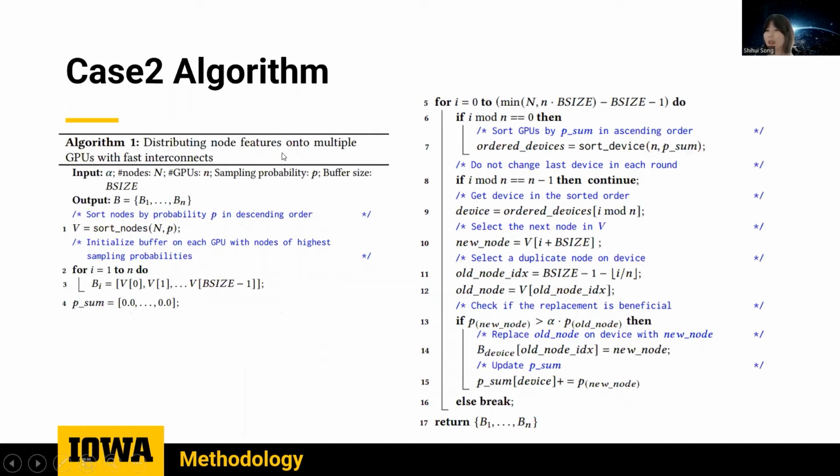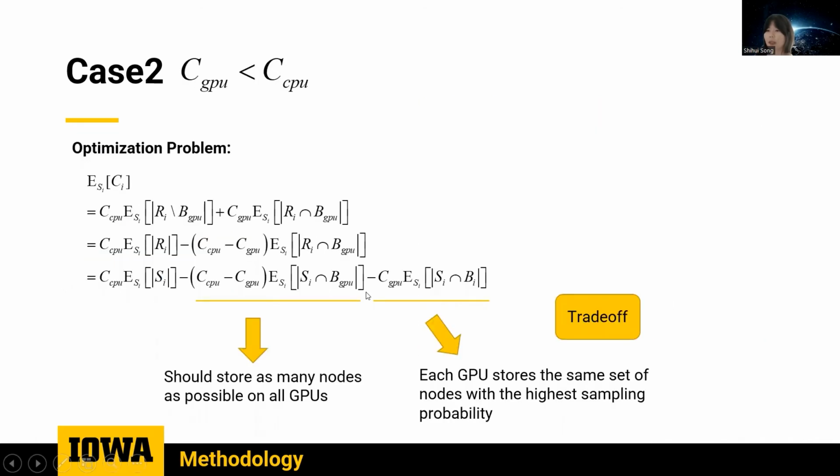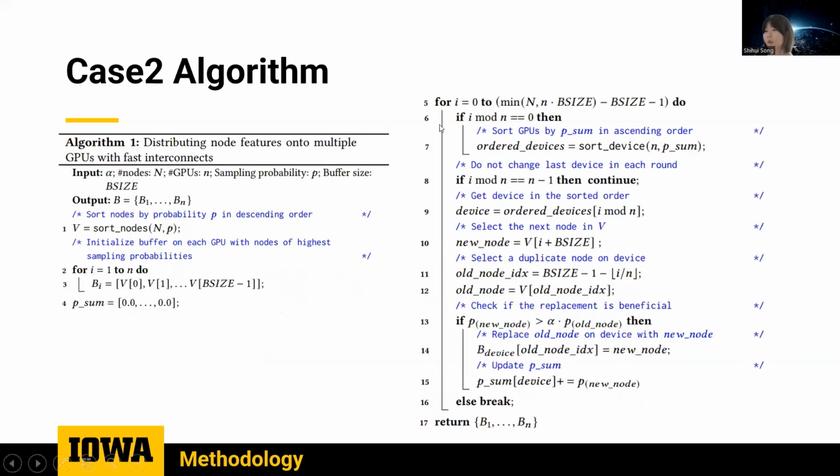Our algorithm has mainly two parts: initialization and replacement. We will first initialize the nodes on each GPU following the last term of this formula, which is to store the same set of nodes with the highest sampling probability on each GPU. And the rest of the nodes will be saved on CPU. Then we use the rest of the nodes on CPU to replace the current nodes on GPUs. We also sort them according to the sampling probabilities.